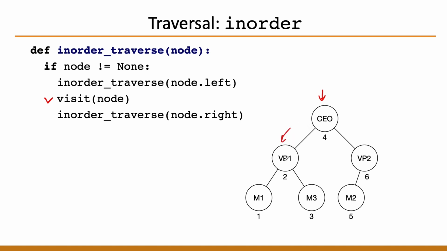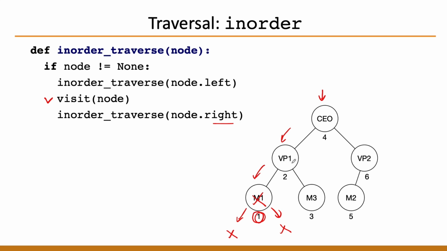VP1, again, we try to go left. At M1, we try to go left, nothing. Return, right? At the moment that we return, then we can visit the value. Then we will try the right hand side as instructed over here, right? Nothing. So we return. Upon return to VP1, right?